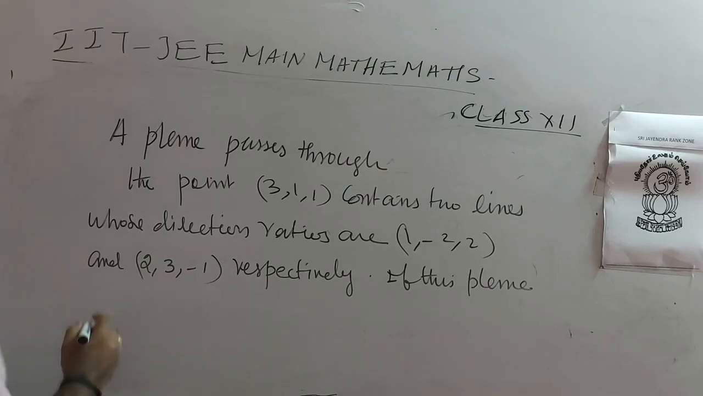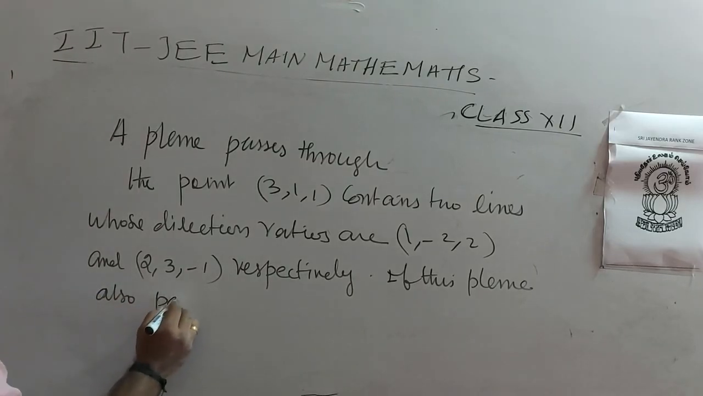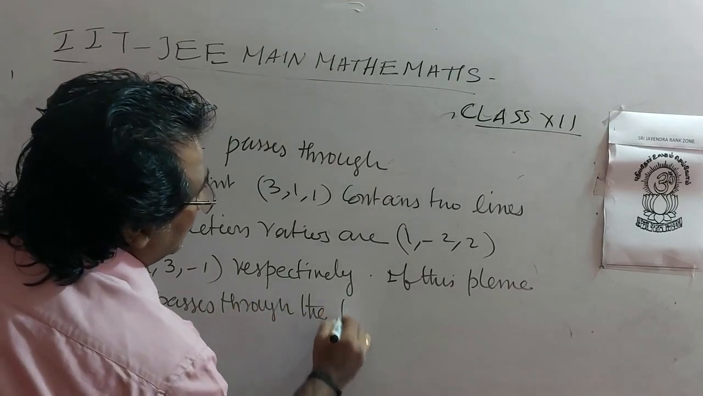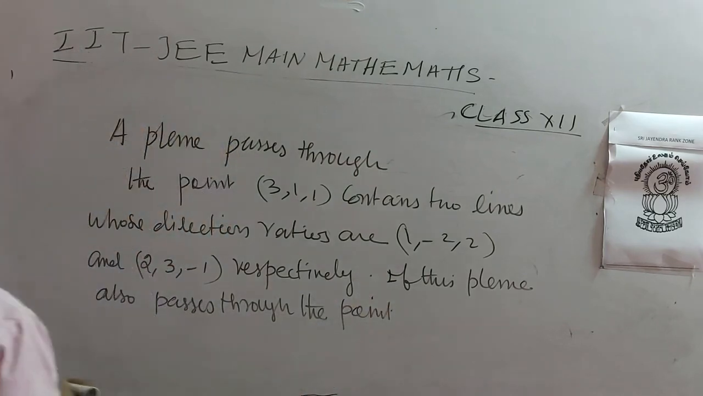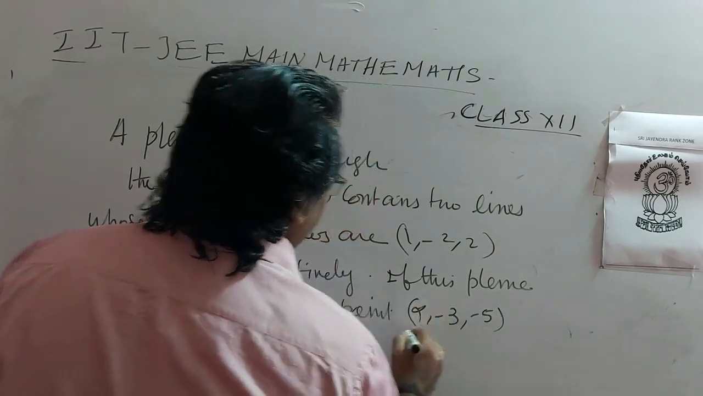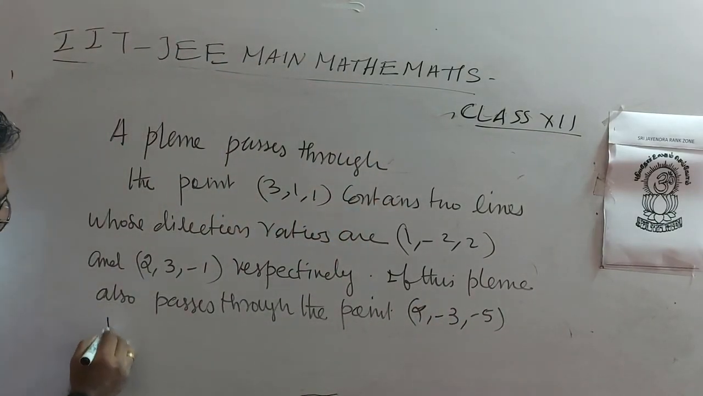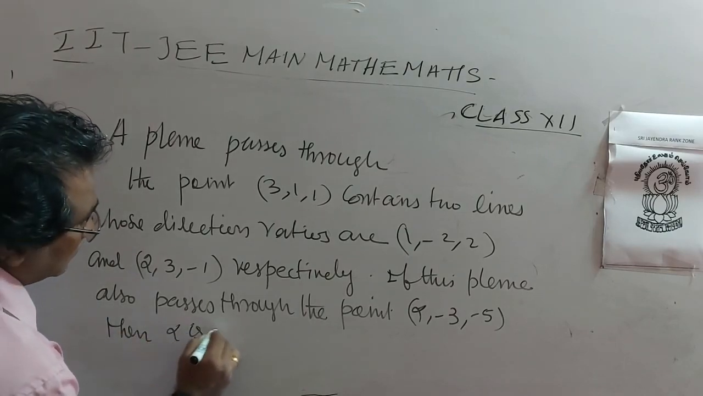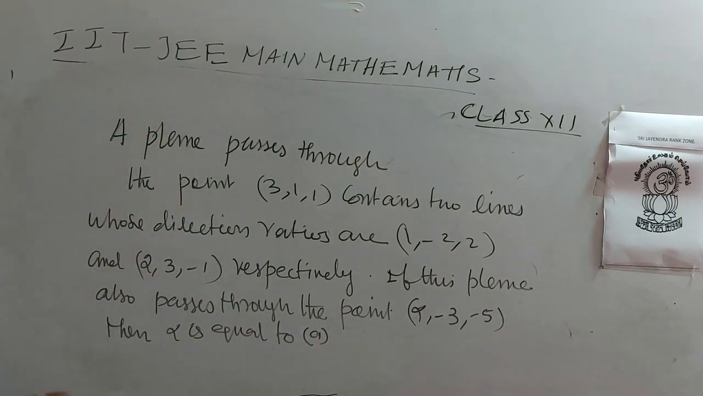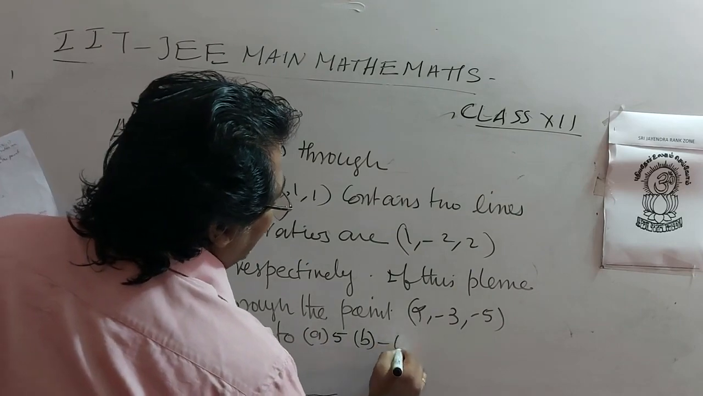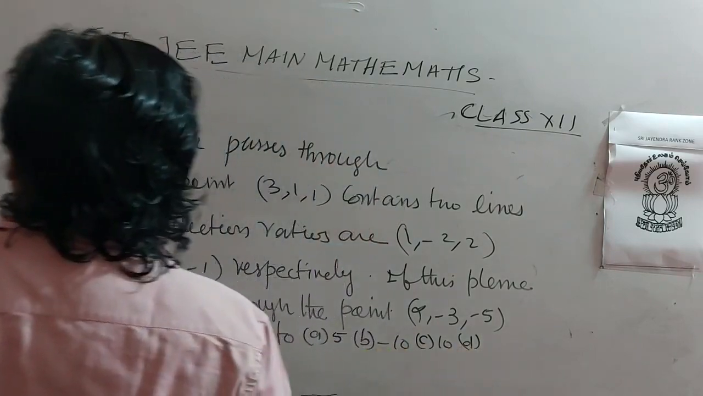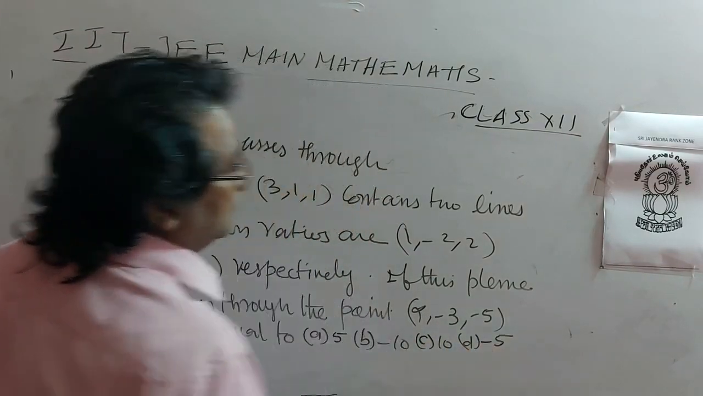If this plane also passes through the point (alpha, -3, 5), then alpha is equal to: option A 5, option B -10, option C 10, option D -5.